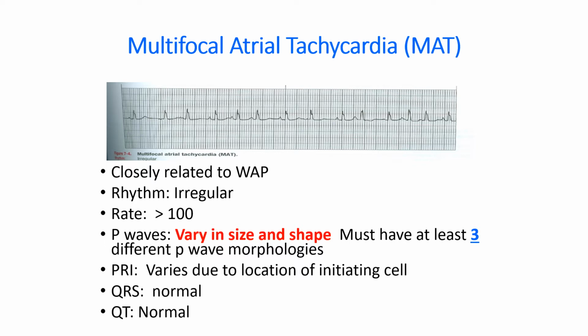The rhythm usually is irregular, heart rate's greater than 100, and your P waves are varying in size and shape. You must have at least 3 different P wave morphologies to determine that it is an MAT, or multifocal atrial tachycardia. Your PR will also usually vary because of the different sites within the atria that the pathway will take. Some are faster, some are slower. Your QRS will be normal, usually because it is coming from the atria, and your QT would be normal.